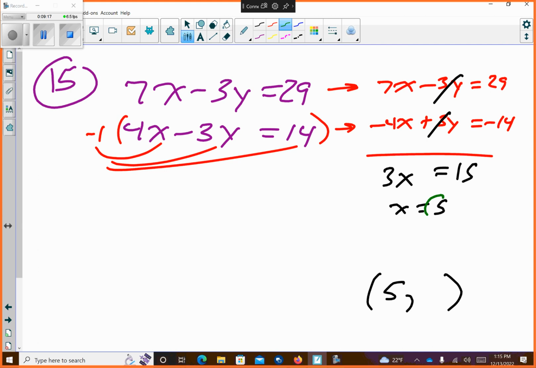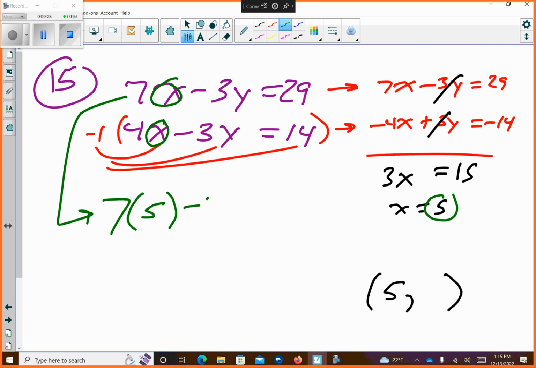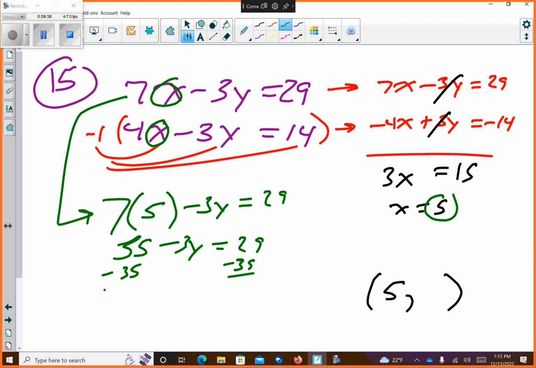So I'm going to take this 5, and I'm going to plug it in here or here. Doesn't matter which one. I'll pick the top one. So I have 7 times x. In this case, I'm going to plug 5 in now. So that's 35 minus 3y equals 29. Subtract 35 from both sides. Those are going to cancel. So 3y equals negative 6. Divide each side by negative 3. So there's my other answer.